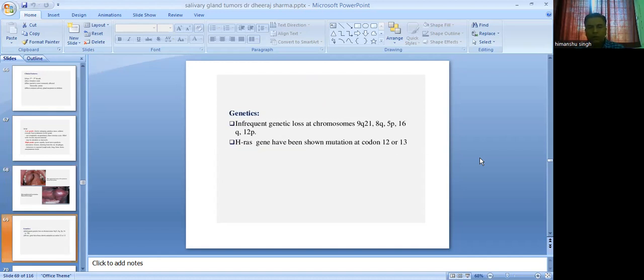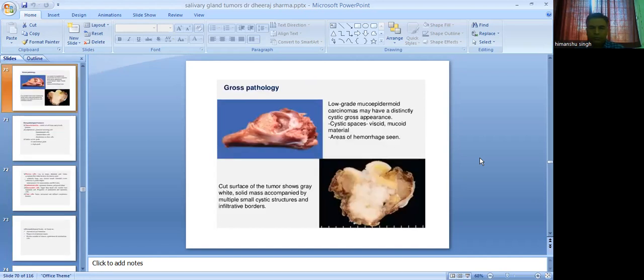It is also linked to some genetics also. Infrequent genetic loss at chromosomes 9q21, 8q, 5p, 16q, and 12p. HRAS genes have been shown to have mutation at codon 12 or 13. This is the genetic part.